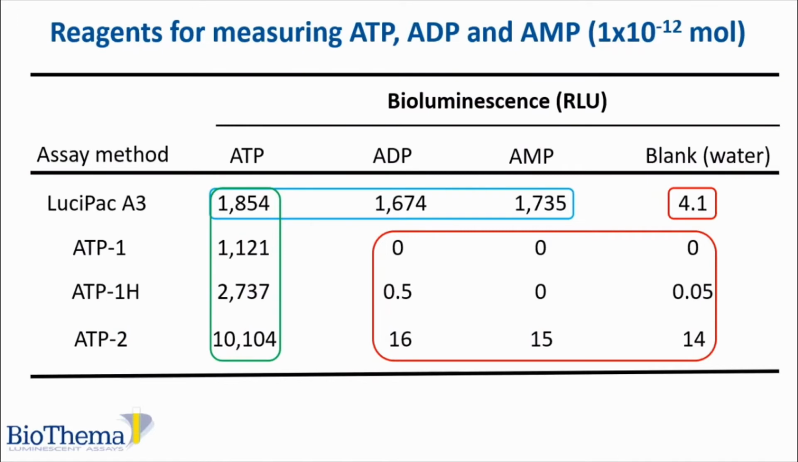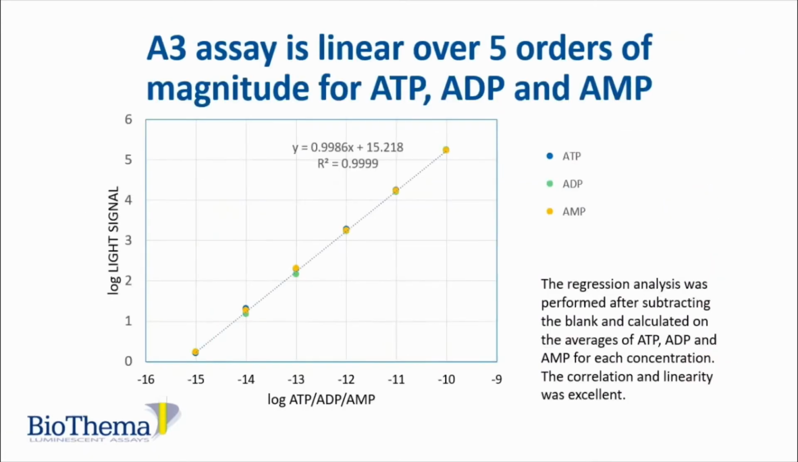In this slide, the A3 test is compared with 3 commercially available ATP tests. A3 gives similar light readings with ATP, ADP and AMP, surrounded by blue color. The ATP tests give varying signals surrounded by green color, as they contain different luciferase levels. Values surrounded by red color are blanks and should ideally be 0.